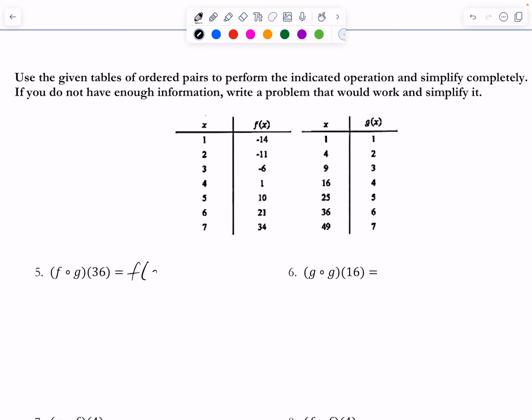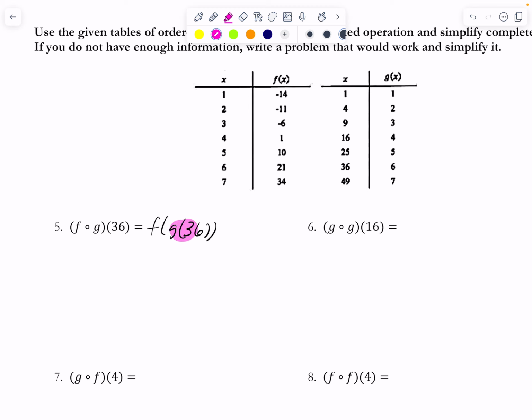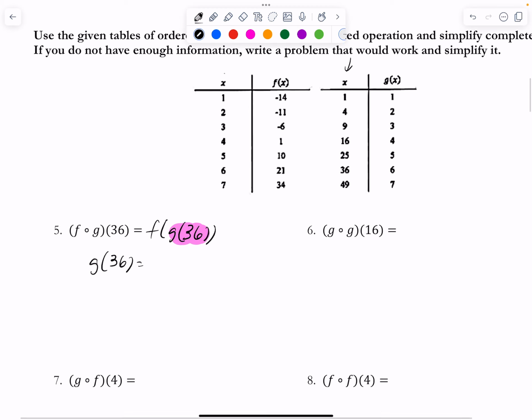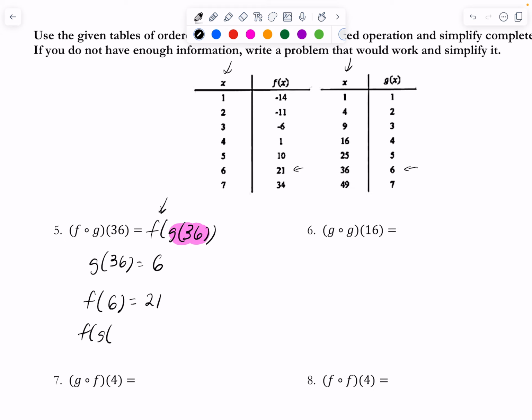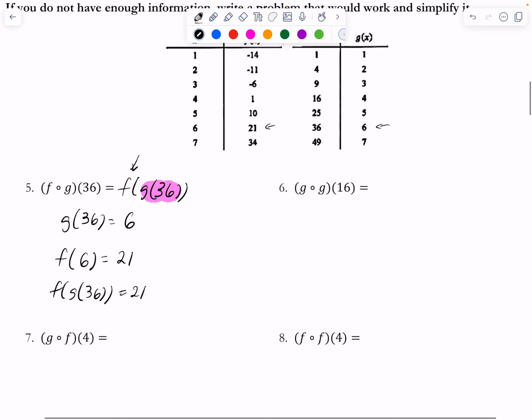So I have f of g of 36. Okay, so like I said, I'm only focused on the g of 36 right now. Go over to my table. Here's the x values next to the g of x function. When I plug in 36, I get 6 for that y value. Now that's not it. That is the output for that, but it becomes the input for that first letter, which is f. So f of 6, go over to this x value, find 6. The y value for this one is 21. So f of g of 36 is the same as 21.